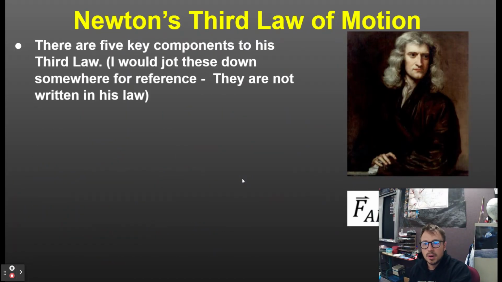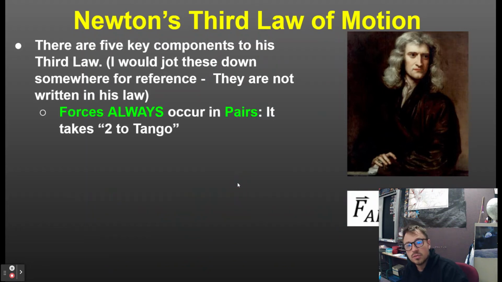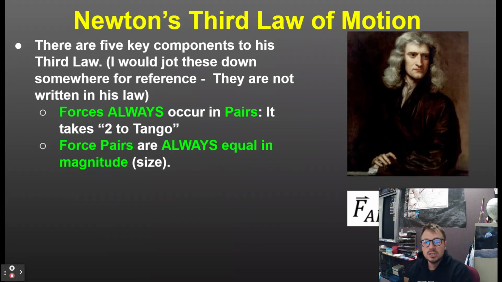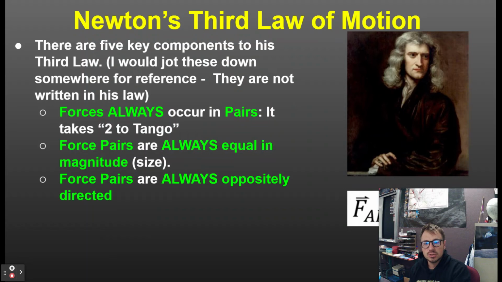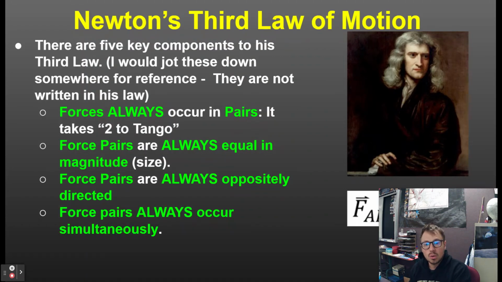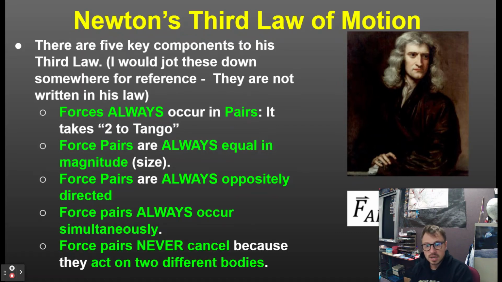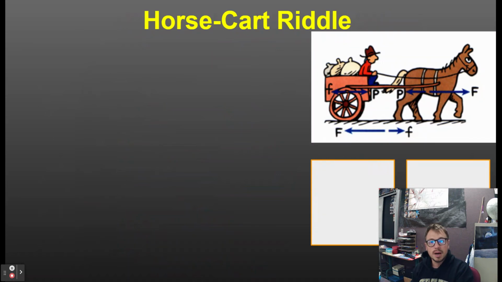Now, there are 5 key components to Newton's third law that aren't explicitly stated in the law. Forces always occur in pairs. There's no such thing as a lone force. Force pairs are always equal in magnitude. Force pairs are always oppositely directed. Force pairs always occur simultaneously, which means they start at the same time, they end at the same time, and they're applied for the same amount of time. Force pairs never cancel because they act on 2 different bodies.